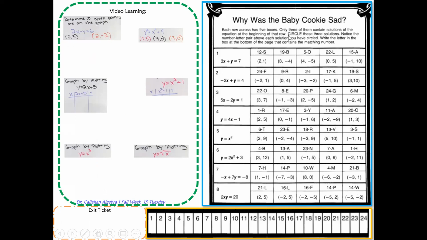Why was the baby cookie sad? And if you take a look at question number 1, 3x plus y equals 7, which one of these answers will make 3x plus y equal 7? And then just write your answer on the very bottom.